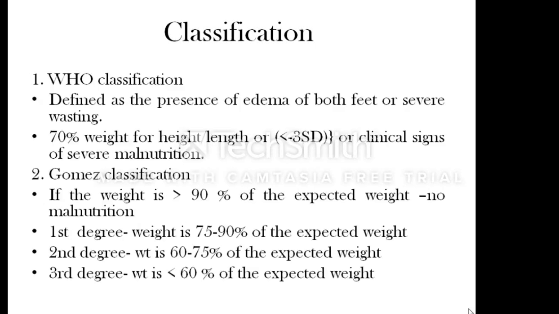The World Health Organization defines the presence of edema on both feet as an essential feature. And of these children, those with 70% weight for length or less, or less than 3 standard deviations, and clinical signs are defined as malnourished. So children who have 70% weight for height deficiency, or 3 standard deviations from the normal and with clinical features are defined as malnourished. So the World Health Organization gives you a freedom to choose which classification you want. You can go for edema and weight, or the standard deviation from the normal curves.